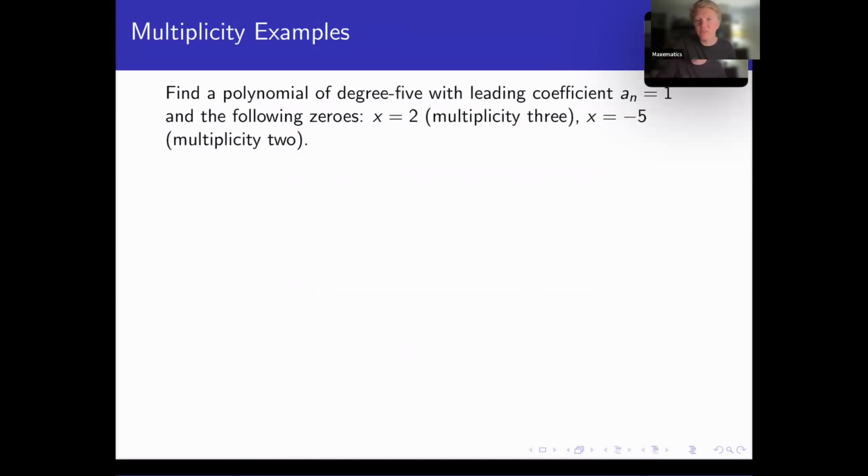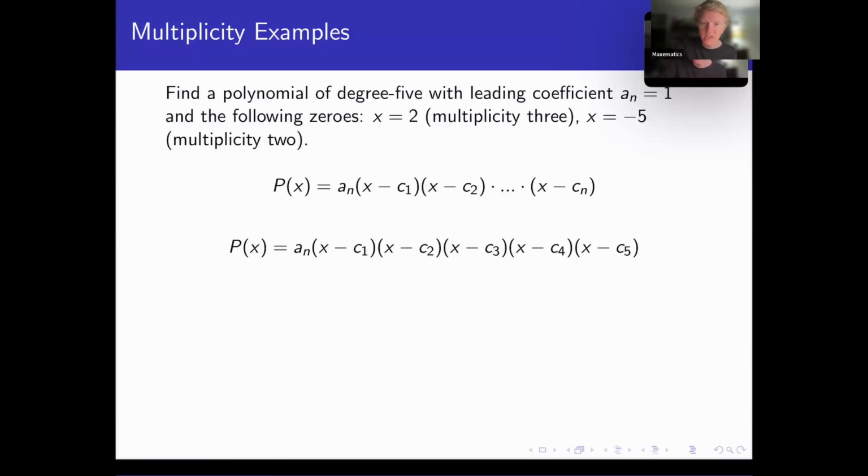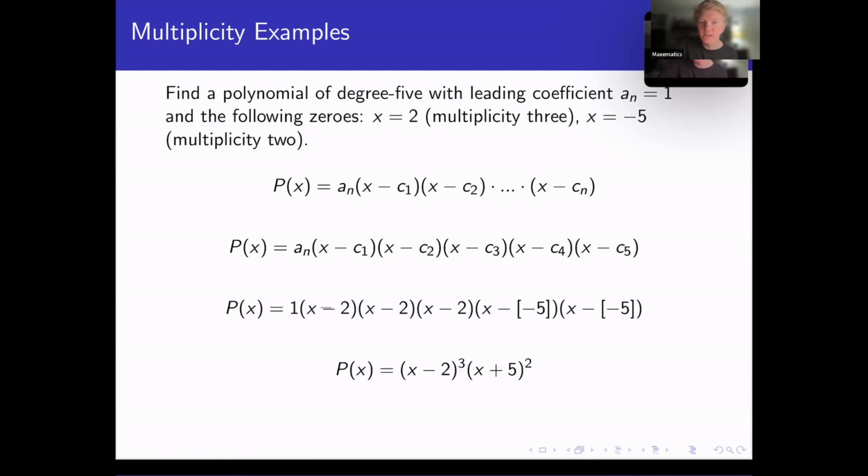Polynomial of degree 5 with leading coefficient 1 with zeros 2 and negative 5, each with respective multiplicities of 3 and 2. So here's how we could set this up. If we're degree 5, we've got to have 5 factors. Our leading coefficient is 1. Our first zero is 2, but we have 2 three times. Then our next zero is negative 5, but negative 5 has multiplicity 2. Well, we can simplify this right away to be (x minus 2) cubed and (x plus 5) squared.